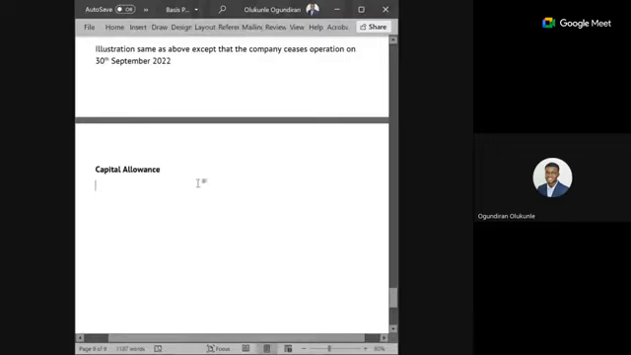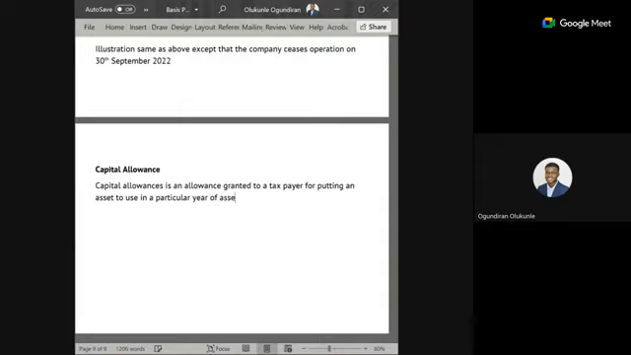So let me write something here. Capital allowance is an allowance granted to a taxpayer for putting an asset to use in a particular year of assessment. It is granted in place of depreciation.